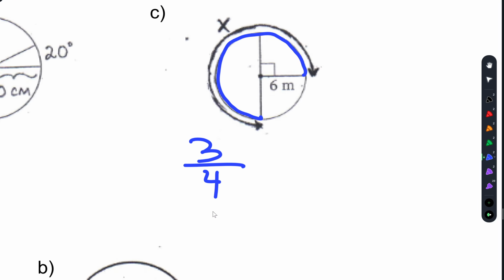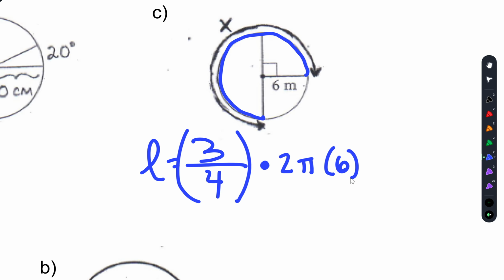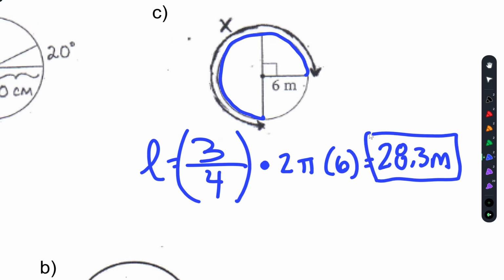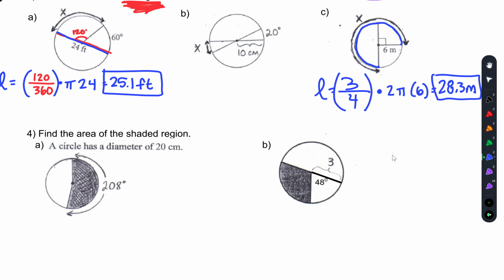Yes? So arc length equals 3/4 times 1 full circle, 2 pi, radius is 6. We plug that whole thing into my calculator. We can simplify it by hand too if we really want to. I got 28.3 meters. Everybody happy with that? Okay, let's do the same thing with our areas.